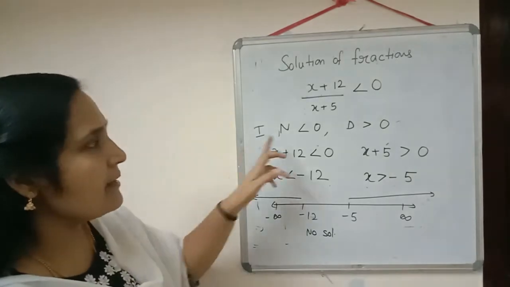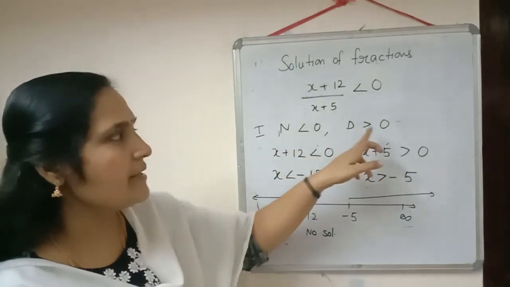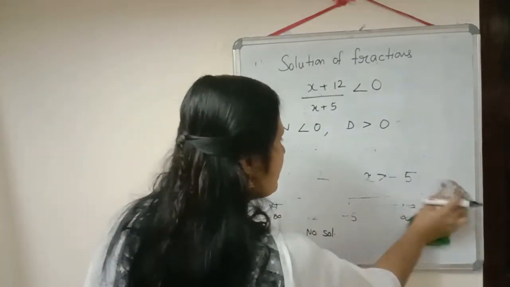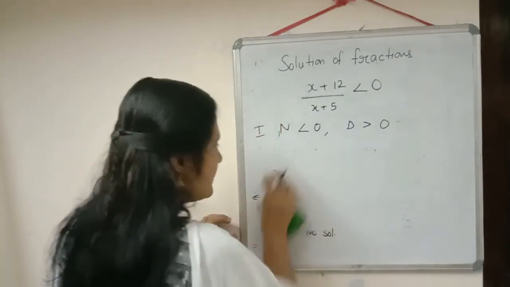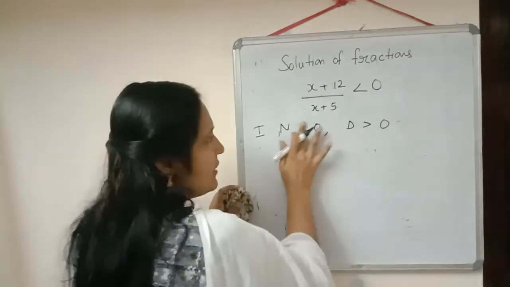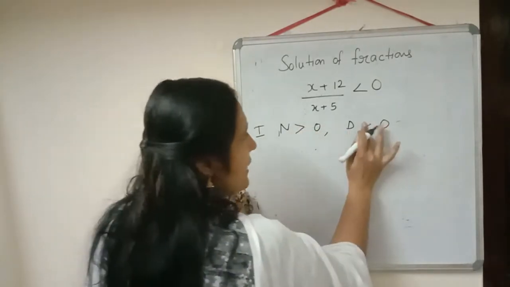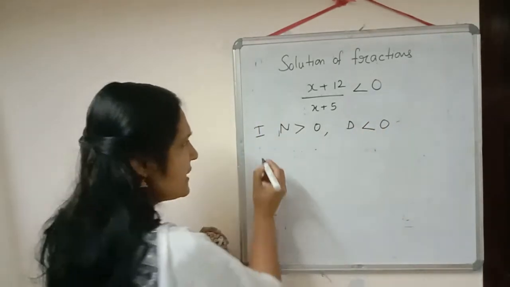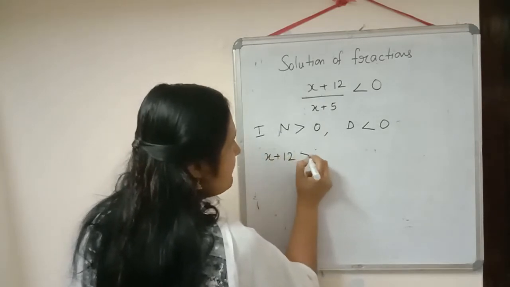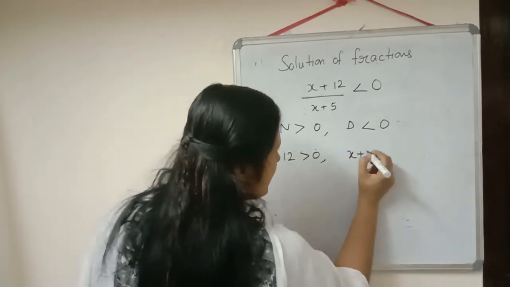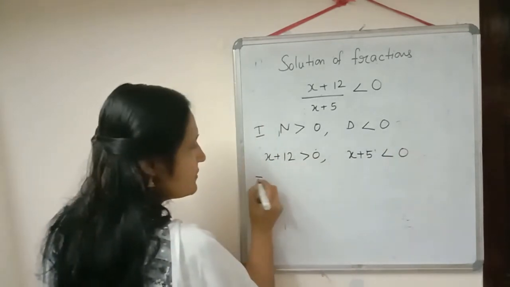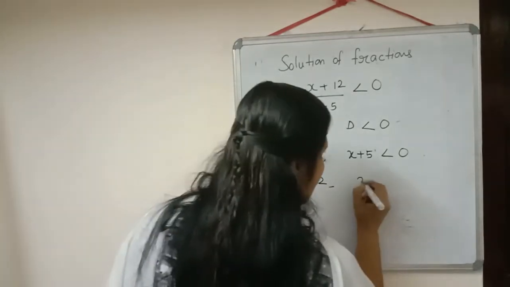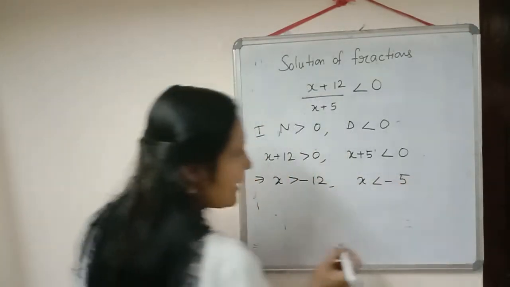What we have taken: numerator less than 0 and denominator greater than 0. Now we will take the opposite of that. We will take the numerator positive, means numerator greater than 0, and denominator smaller than 0. Now just to check what will come. x plus 12 greater than 0, x plus 5 less than 0. Then in this case, x greater than minus 12, and here we are getting x less than minus 5.